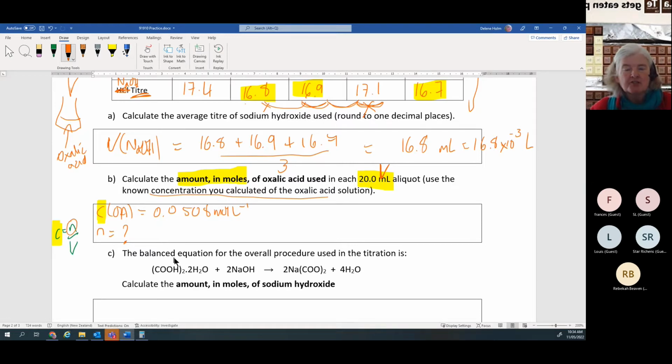Change it to liters. Great. Yep, quite correct. So our volume, I'll just list it over here. Our volume for oxalic acid is going to be 20.0 times 10 to the minus 3 liters. So now we just simply substitute. So C is equal to N over V.